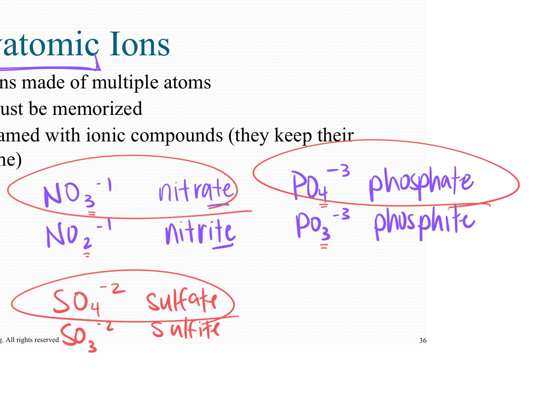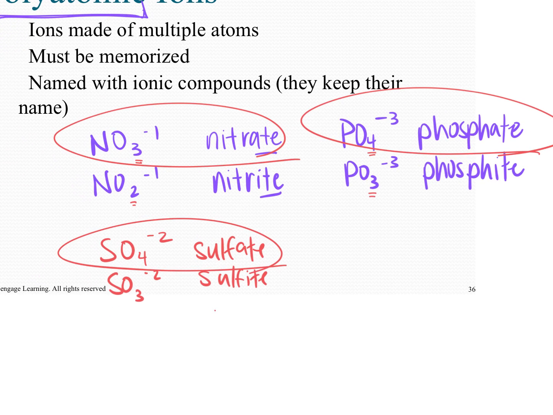Okay. And then what if I had sulfide? What would that be? Just regular S-2, right? It's no oxygen attached. So that is not a polyatomic ion. That's just an anion. Right? That's not a polyatomic ion.